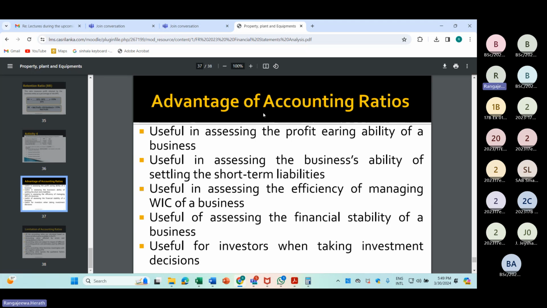Now, accounting ratios we can use to assess the profit earning ability. The profitability ratios measure the profit earning ability of a business, right? There are profitability ratios. We can use those profitability ratios to measure the profit earning ability of a business.